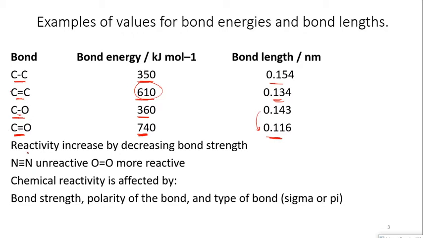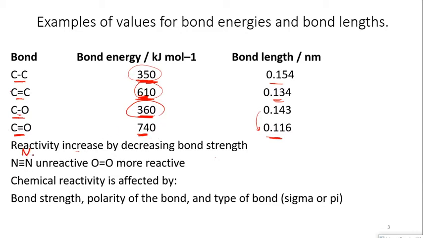I also have to look at the reactivity, and my reactivity is actually increased by decreasing the bond strength. So in here, this bond strength is less than this bond strength, so my C-C will be more reactive than C=C. If I looked here at C-O and C=O, I could see that C-O is more reactive than C=O.